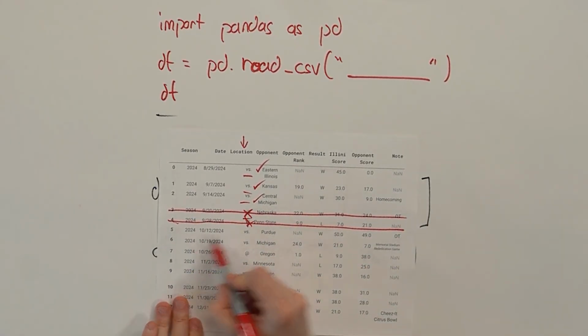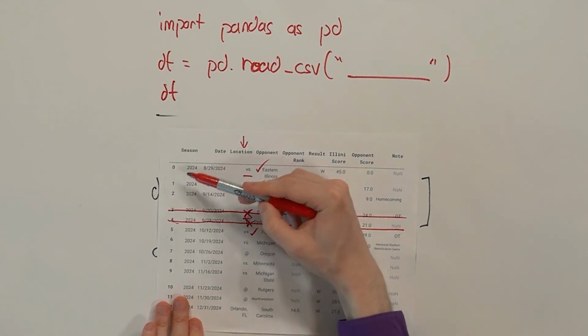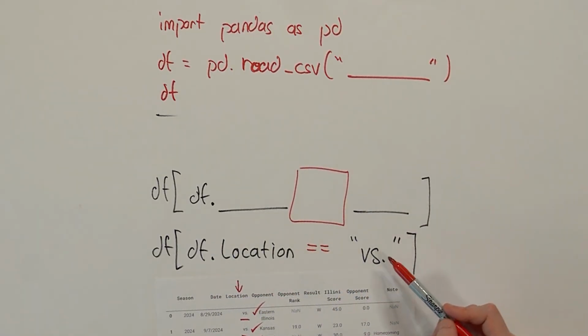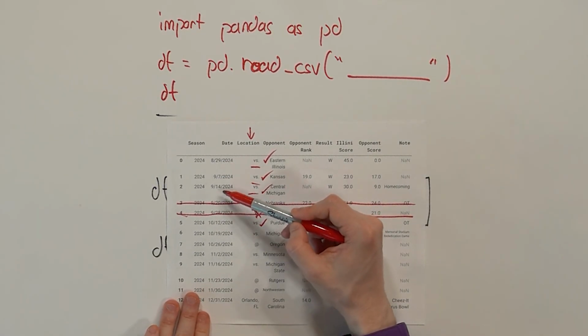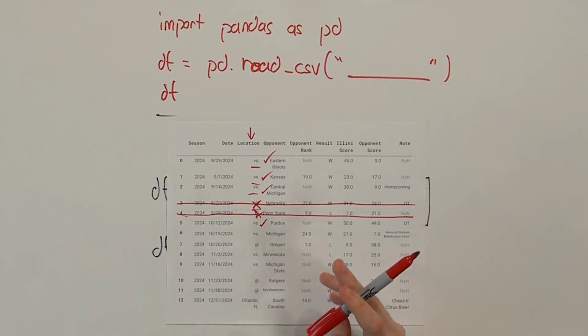But when we get to index 5, do we have VS in the location column? We do, so we keep this row. So we should see, when we run this line of code, df at df.location is exactly equal to versus, row index 0, 1, 2, not 3 or 4, and 5, and then several of the other rows after that. Let's double check.